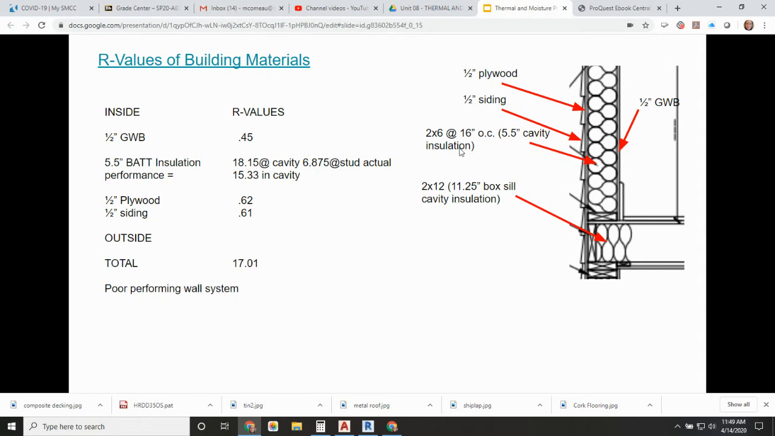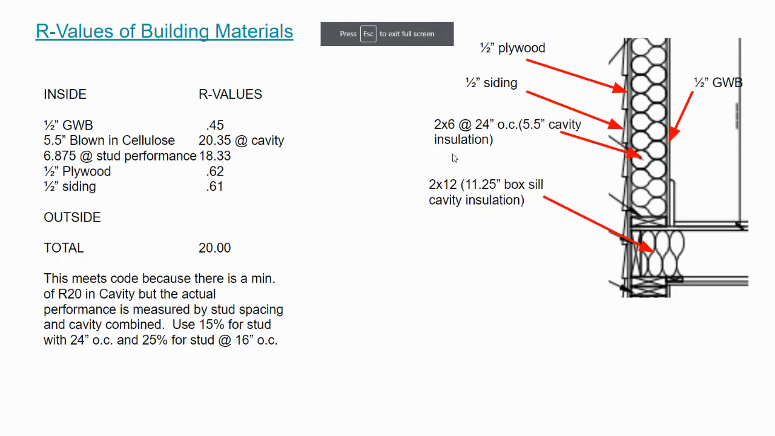Okay, so what we can do, if we look at the next slide, there's some subtle differences. First of all, I increase the spacing between the studs, so that's giving me more space for insulation rather than studs. And I'm also replacing the insulation on the inside with blown-in cellulose, which has a much higher R value per inch than the batt insulation.